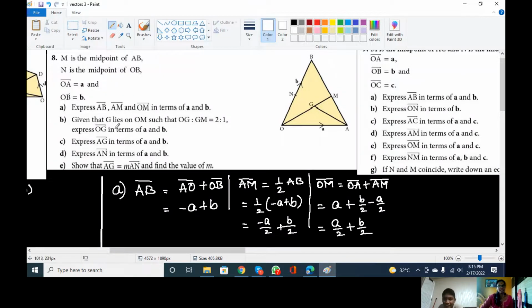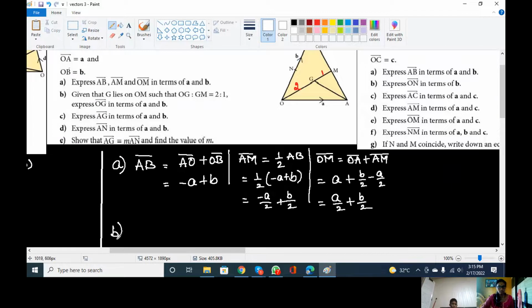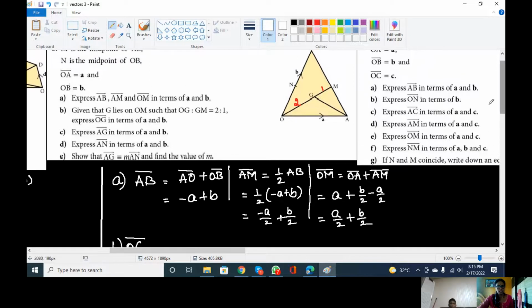Now, given that G lies on OM such that OG is to GM is 2 is to 1. Let's put it in our diagram. OG is to GM is 2 is to 1. This is 2 parts and this is 1 part. In total, there are 3 parts. Okay. So, express OG in terms of a and b. You need to express OG in terms of a and b. So, O to G we need to find out.